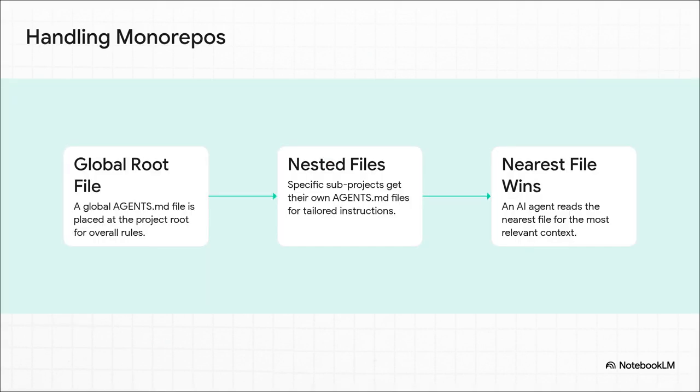And it even has this really clever, kind of elegant way to deal with those huge projects. See, you can have a main global agents.md file at the very top for the big project-wide rules. But then you can stick more specific files down inside the subprojects. The rule is super simple. The AI agent just reads the closest file it can find. That makes sure it always has the most relevant, most fine-grained context for whatever it's working on right then and there.